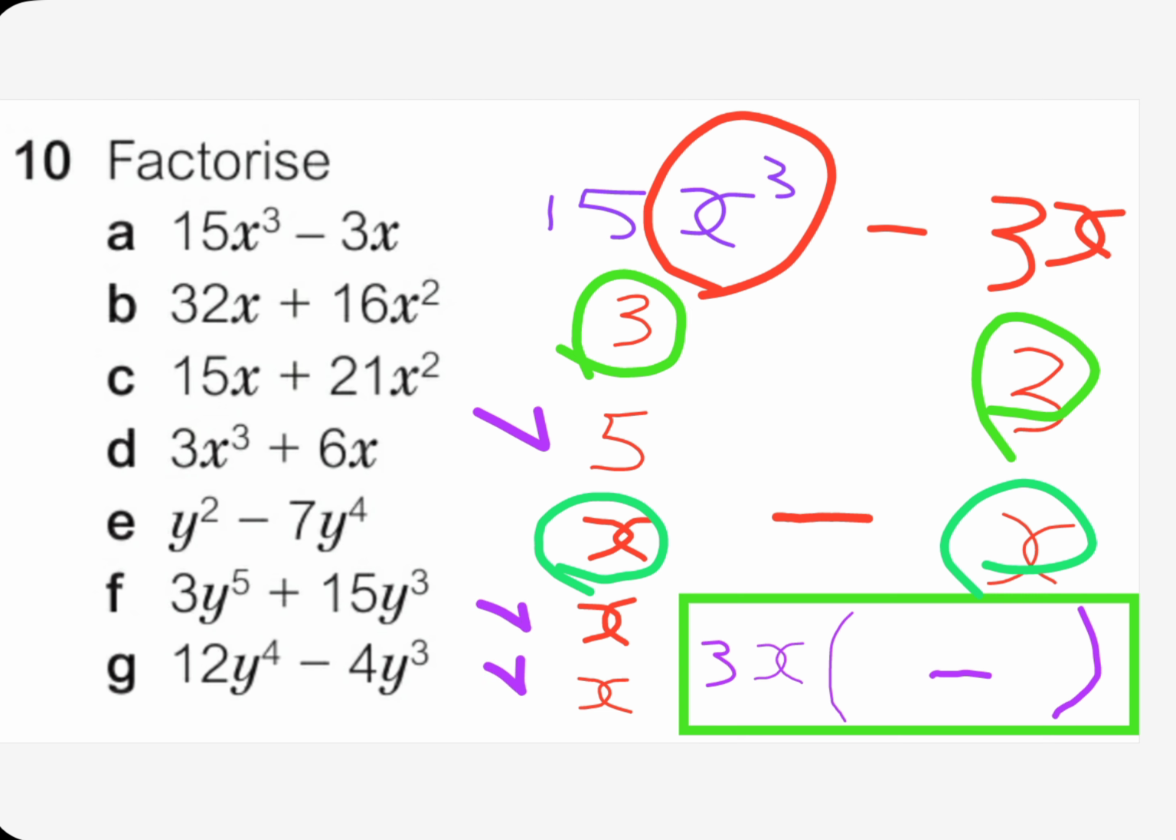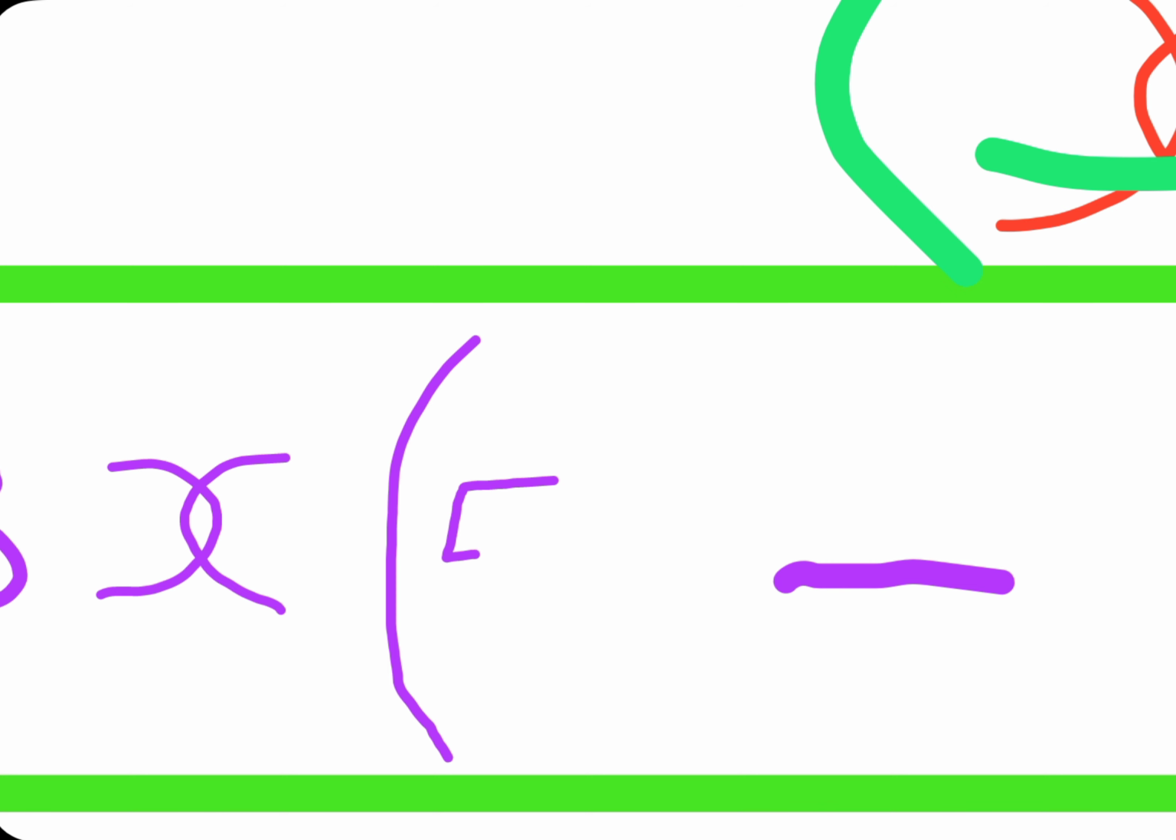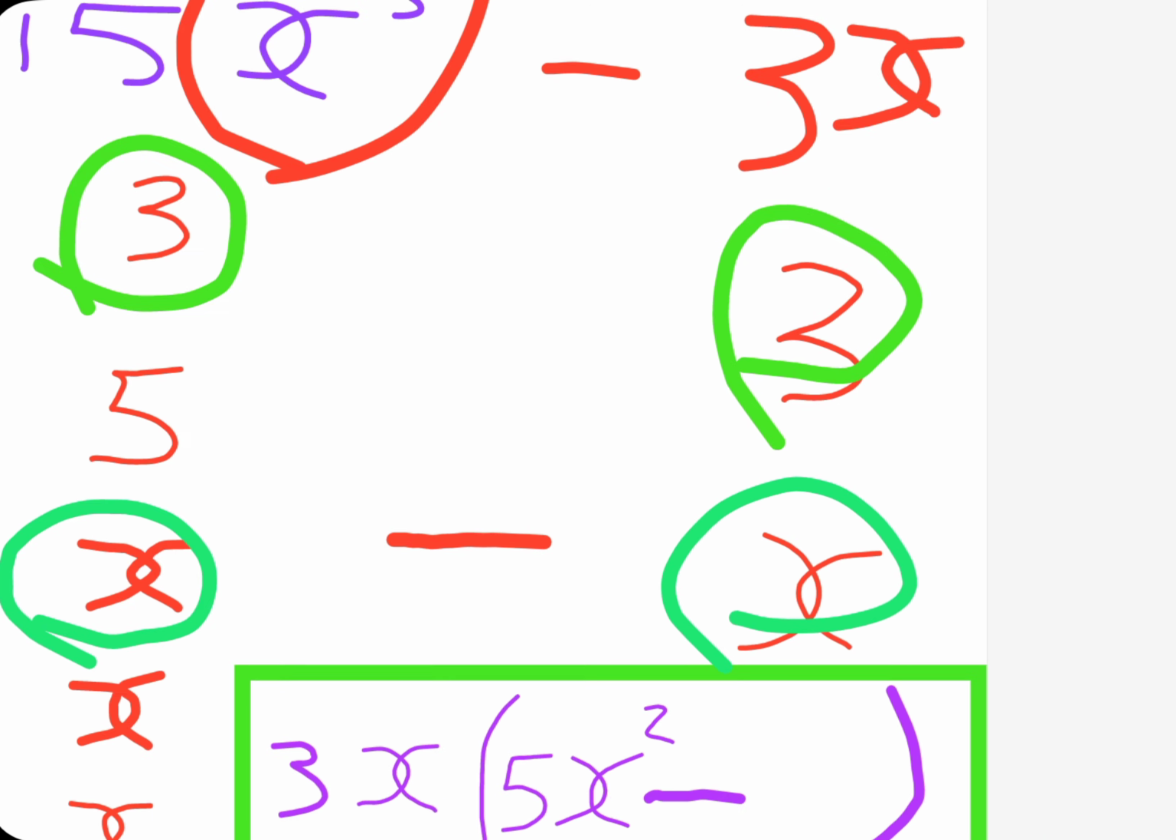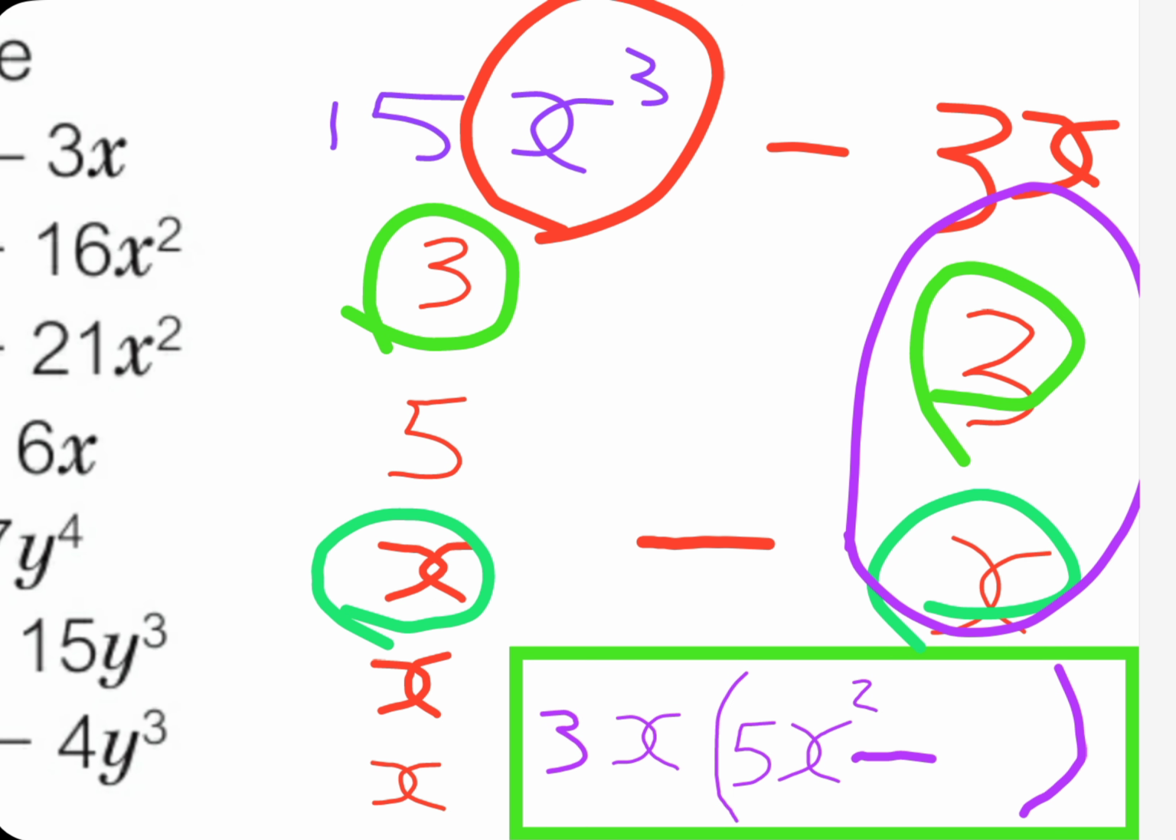I multiply them by each other. They are 5 x power of 2. Good. 5 x power of 2 because I have two x's. So I take 5x power of 2 and write it here. 5x power of 2.